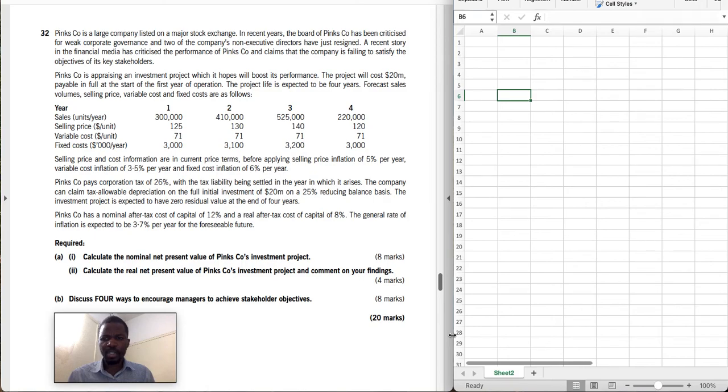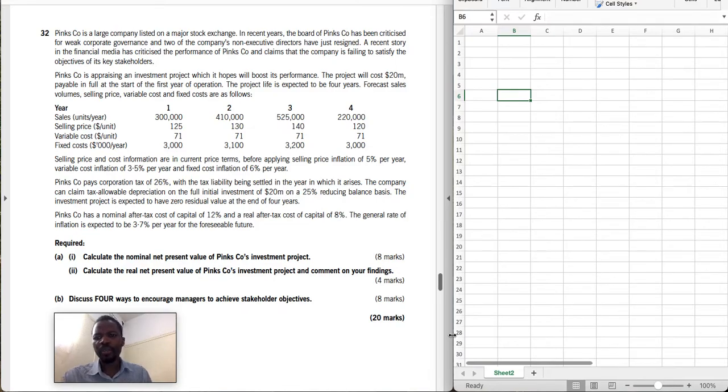Welcome back, viewers. Today we are going to cover net present value. We will use the June 2019 ACCA F9 question 32. In this session, we are going to cover only A, item 1. Let's start with the required. Required A, calculate the nominal present value of Pink Co's investment project, 8 marks.